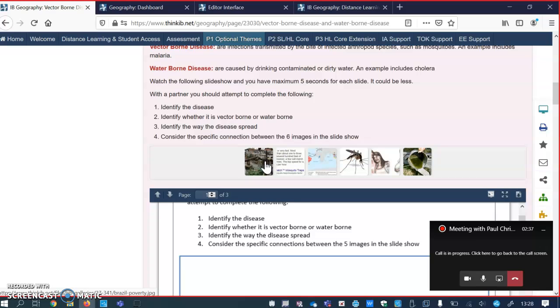Just give you a moment to think about that. Identify the disease, identify whether it's vector-borne or waterborne, identify the way the disease spreads, and consider the specific connection between the 6 images in the slideshow.